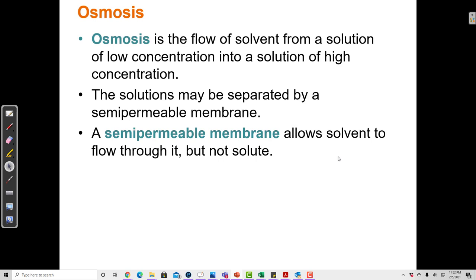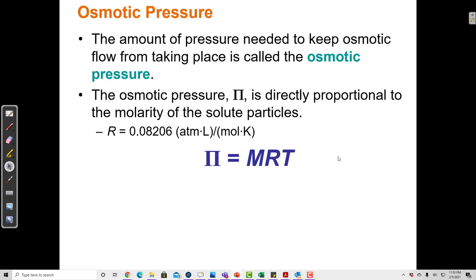Another colligative property is osmosis. And we've talked about this before. Osmosis is the flow of solvent from a solution of low concentration to a solution of high concentration. The solutions may be separated by a semi-permeable membrane. So we can calculate the osmotic pressure, which is denoted with this capital pi, by multiplying the molarity times the gas constant times the temperature of the solution.